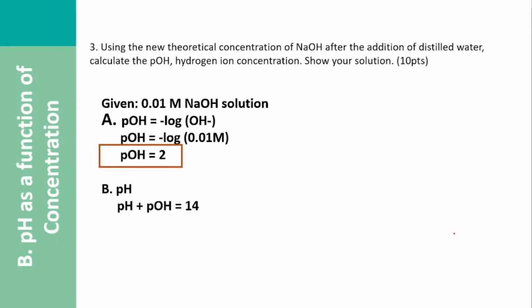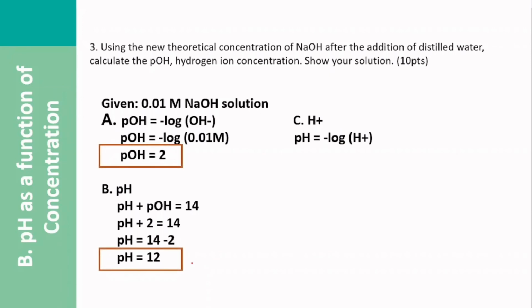Next, you have to get your pH. It is still the same formula: pH plus pOH is equals to 14, which is your constant. And then, we just substitute. The pH is still the missing value. Okay? And then, 2 coming from the pOH that was solved earlier is equals to 14. And then, we just transfer the 2 to the other side. It becomes pH is equals to 14 minus 2. Hence, we will have pH is equals to 12.